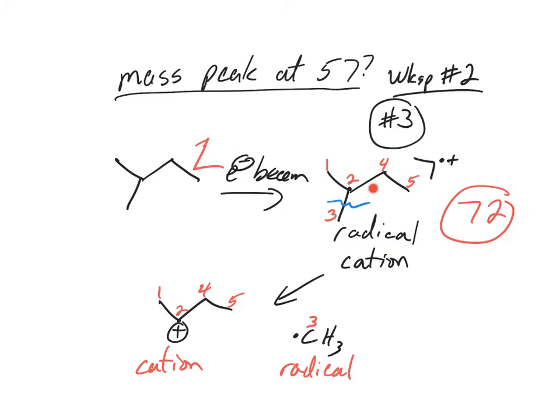Why not break between 4 and 5? That loses a methyl too, right? Why not do that? That would make a primary carbocation, which of course you know is not as stable as a secondary carbocation, because this one has more hyperconjugation buddies than a primary would.